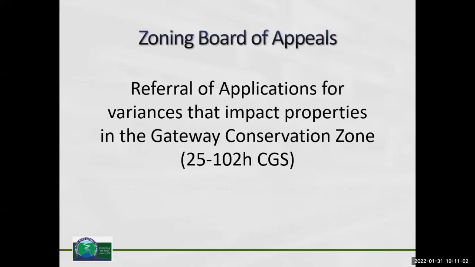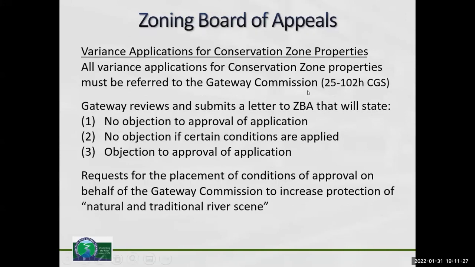For the Zoning Board of Appeals, the most common, actually, I think the only application would be when a variance application comes in and those variances are requested for properties in the conservation zone. Chris and the staff in the land use department know that that gets referred to the Gateway Commission for comments. What you'll usually get, as the ZBA members will know, is that these reviews and comments are submitted in a letter to the ZBA that comes in during your public hearing.